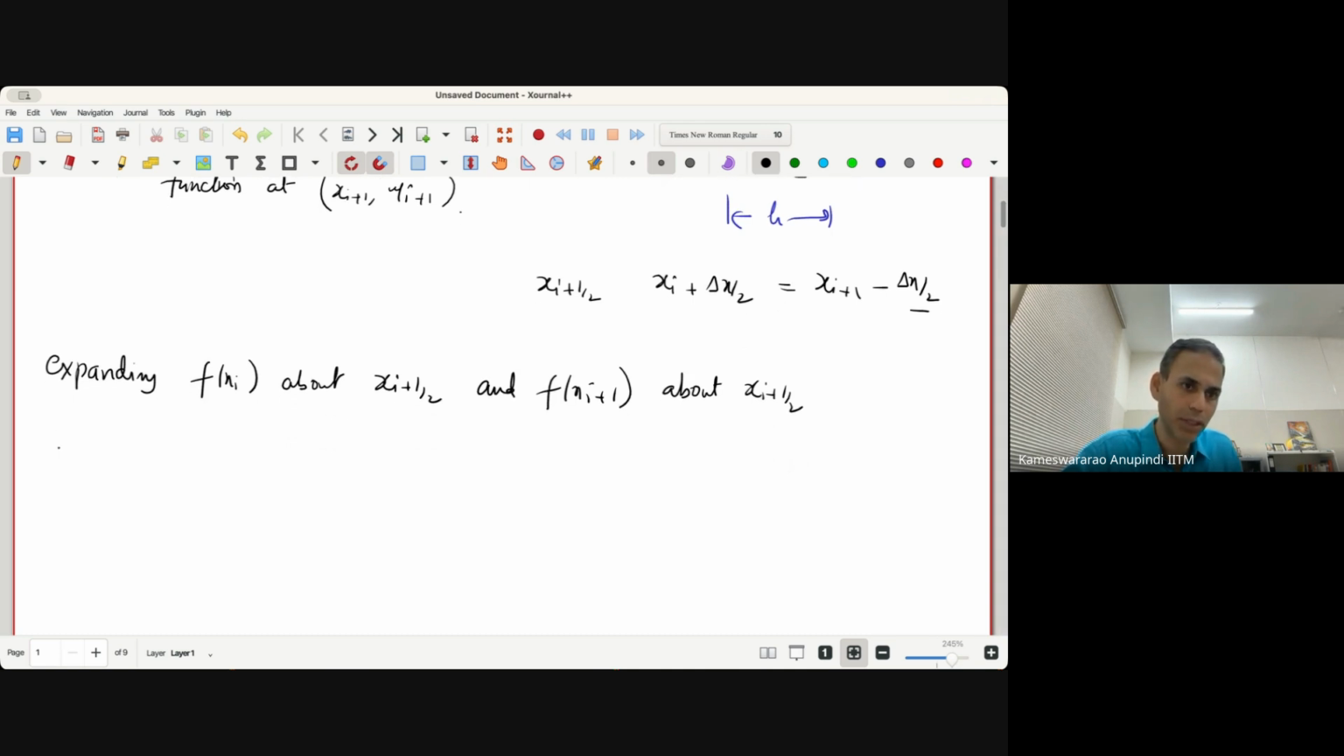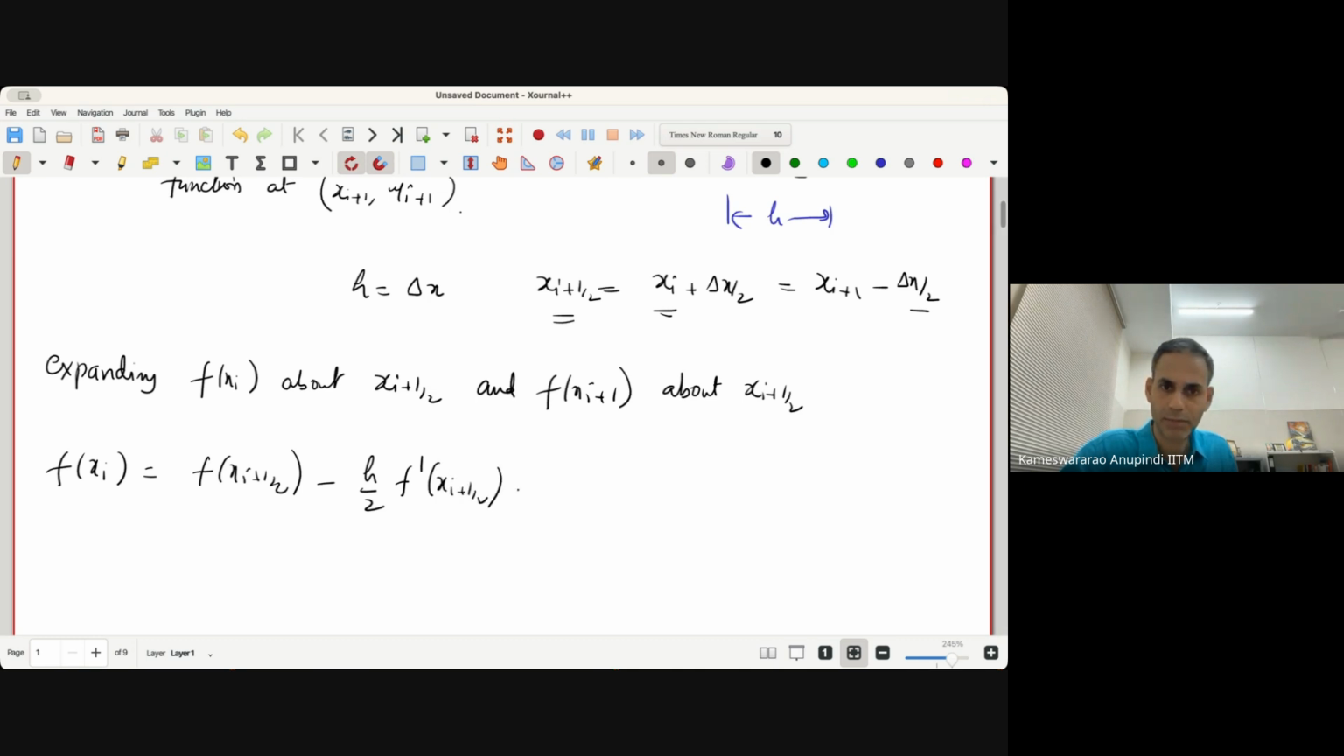Okay, so if I do this, what we have is f of xi equals f of xi plus half, and I'm expanding f of xi about xi plus half. So that means I should subtract off minus delta x by 2, where h equals delta x, if you were to call it. And this is going to be h by 2 f prime xi plus half plus h square by 2 factorial.